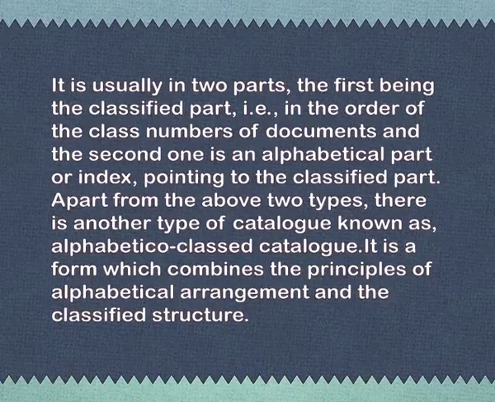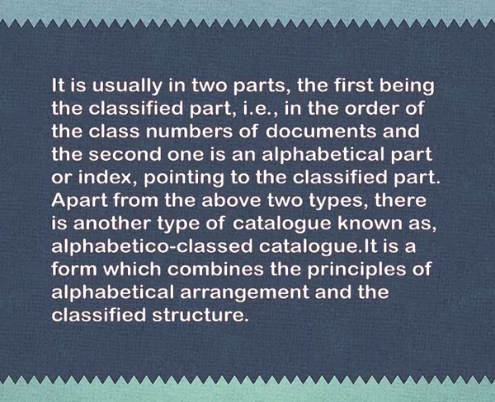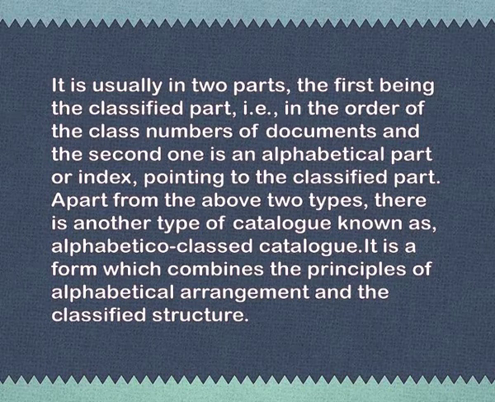The classified catalogue is a subject catalogue displaying entries by the class number of documents which gives the structural order of the classification scheme used by the library. It is usually in two parts, the first being the classified part, that is in the order of the class numbers of documents, and the second one is an alphabetical part or index pointing to the classified part.